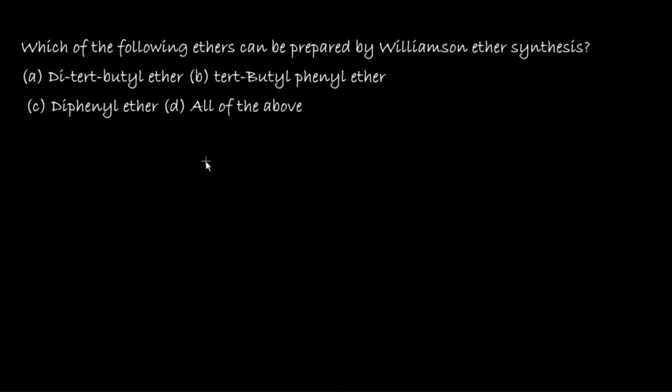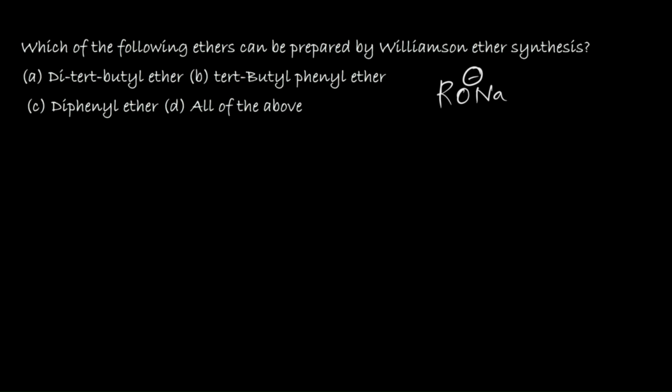Which of the following ethers can be prepared from Williamson ether synthesis? So Williamson ether synthesis is undergoing what type of substitution? We are including RONa, so RO minus is acting as a nucleophile over there. Depending on that, we have to do the calculation. The options are di-tertiary butyl ether, tertiary butyl phenyl ether, diphenyl ether, and all of the above, which can be prepared from Williamson ether synthesis.